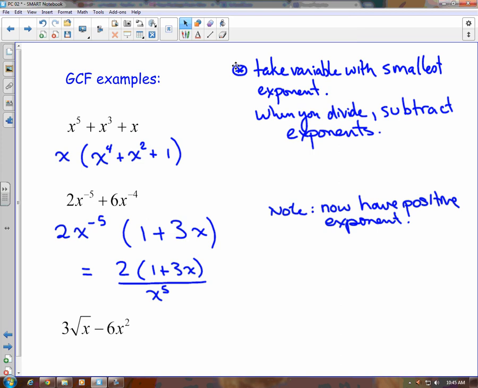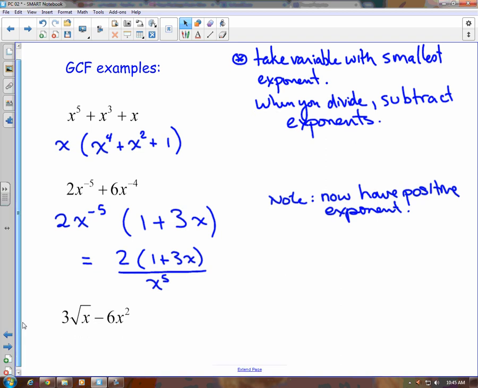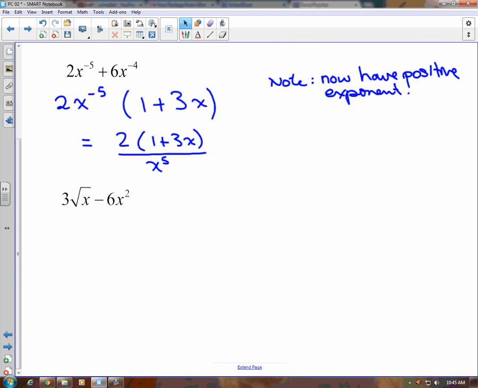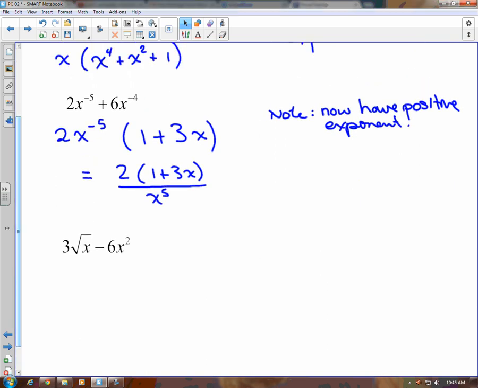Right? And that's what I would do. Now, in terms of your answers, when you're looking at your homework, some of them don't move the negative exponents down. Some of them don't change the rationals to radicals. So just recognize a couple of different ways to answer a question. Right? So that's basically the new thing.